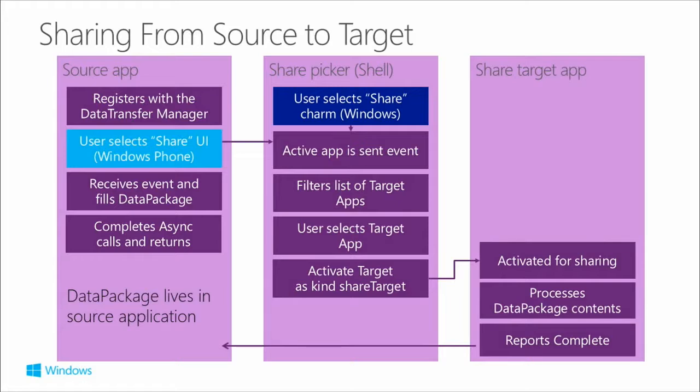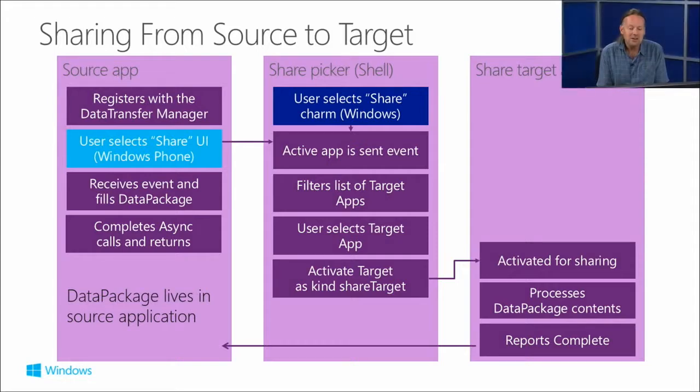So what actually happens is that the user selects the share UI on the Windows Phone. You see the light blue box on the left there. And then it calls out to the share picker, to the shell API.